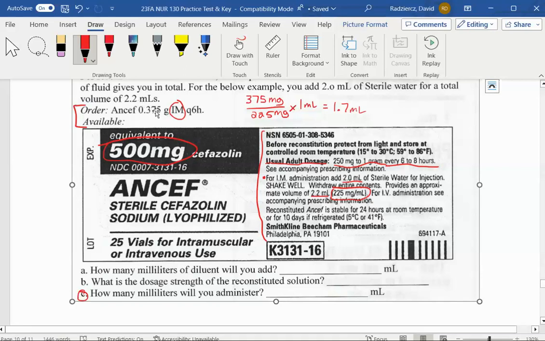And I worked this through on Tuesday. I converted 0.375 grams to milligrams. I just moved the decimal point over. 375 over 225 times my quantity is 1.7 milliliters. As long as you got 1.7 milliliters, you're doing it correctly. If you use traditional dimensional analysis, like Christine, I know you like to use, or I showed you here, ordered over available, that's what it would look like.